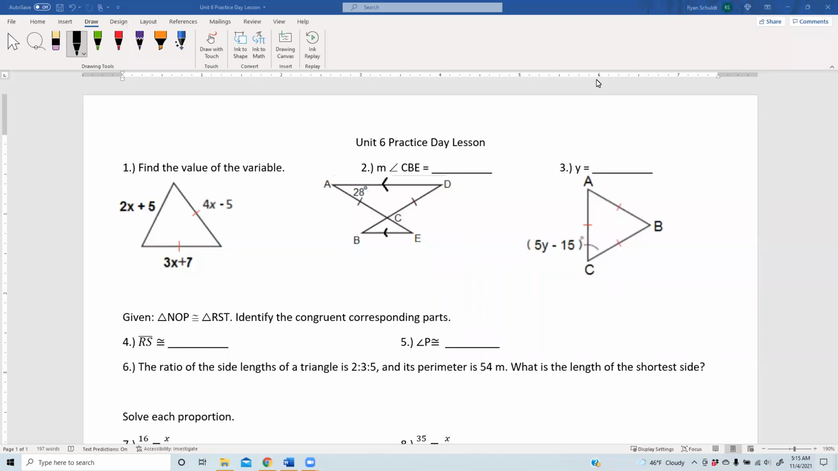Okay, so we're going to do the Unit 6 practice day. We're going to review the topics that we've covered in Unit 6. That way we can help you get as ready as possible for the Unit 6 test that we have coming up.